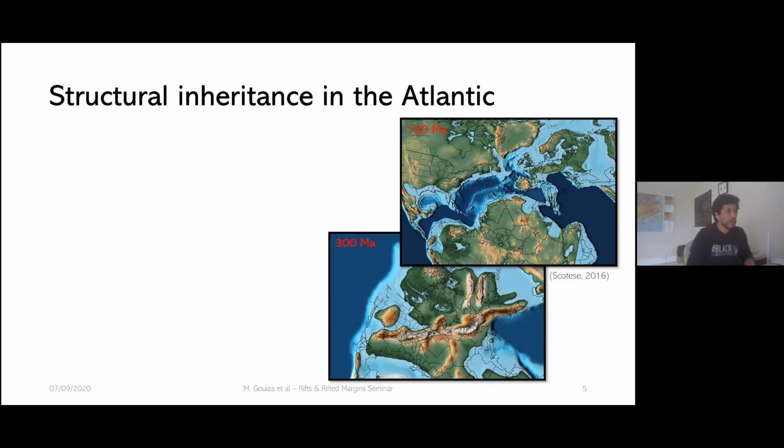Overall, the Atlantic is one of the areas where structural inheritance has been crucial for the evolution of the rift. The Atlantic itself opened after a major tectonic event that took place during the late Paleozoic, between the Devonian and Permian. Those orogenic events involved several successive orogenies that were superimposed in a very tight geographic area.